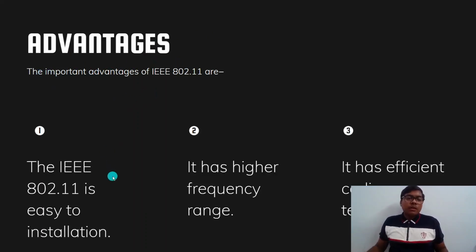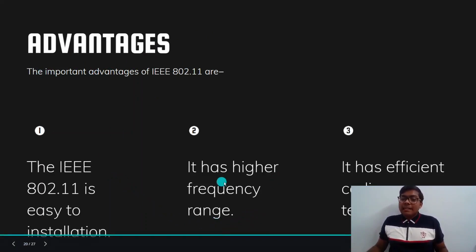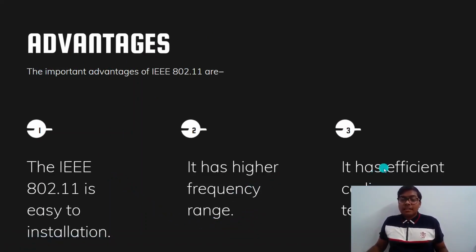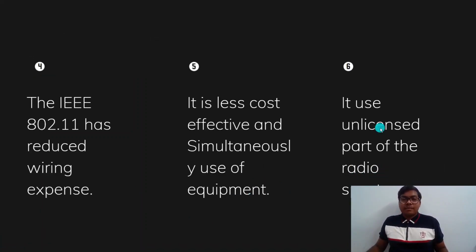One of the most important advantages is that it is very easy to install, and next, it has a higher frequency range. It has an efficient coding technique. IEEE 802.11 has reduced wiring expenses. It is cost effective and simultaneously usable for equipment. It is an unlicensed part of the radio spectrum. With this, we complete the advantages.